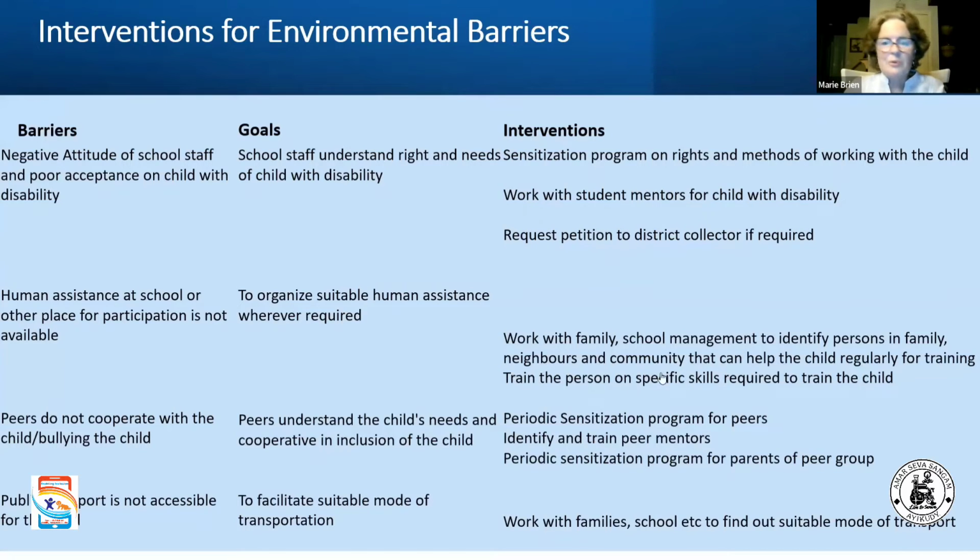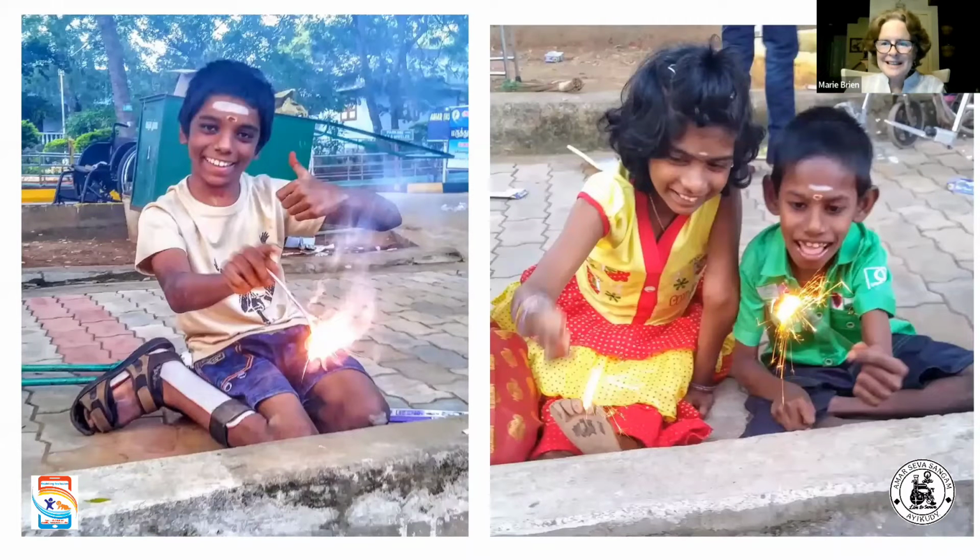So with the school, we work with the family and the school management to identify persons that can be of support. And we have periodic, regular sensitization programs within the school, awareness programs where we work with peers. And we can go back once a month to various schools to work on further awareness training. So everything that we do in terms of the environment is always geared to promoting inclusion and participation.